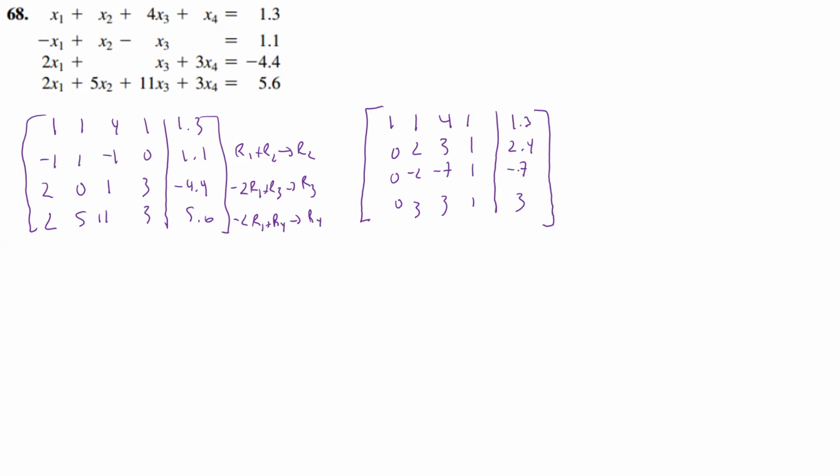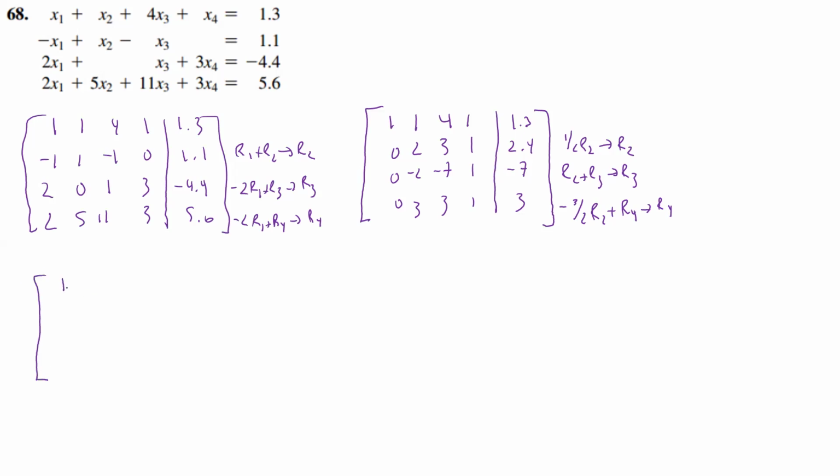Okay. So next thing, we need to make this a 1 and everything below it a 0. So if we take 1/2 row 2 and make that the new row 2, that'll work. We can take row 2 plus row 3, and that's the new row 3. And as much as I don't like to, we could also do a minus 3/2 times row 2 plus row 4, and that's going to be our new row 4. All right, so now what do we have?